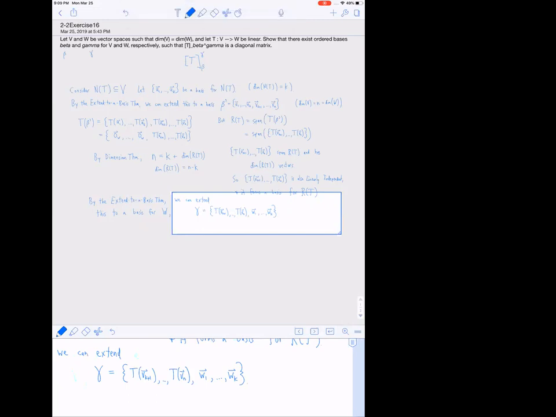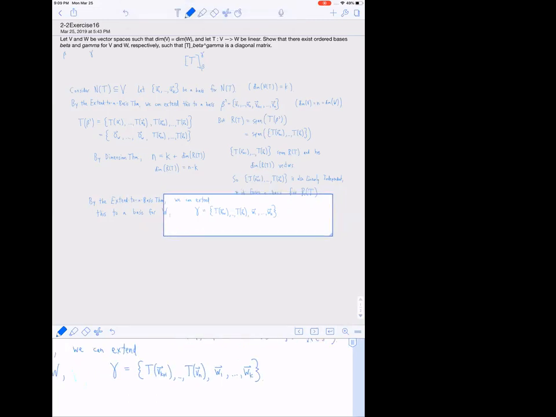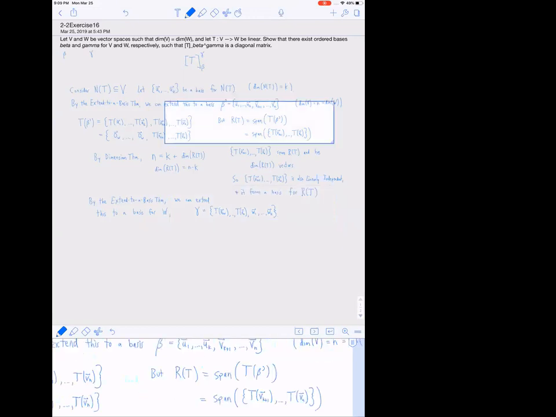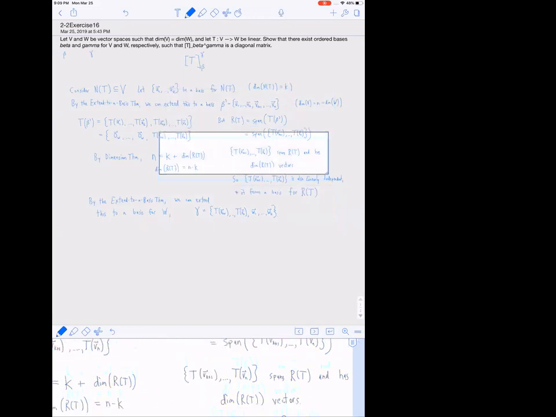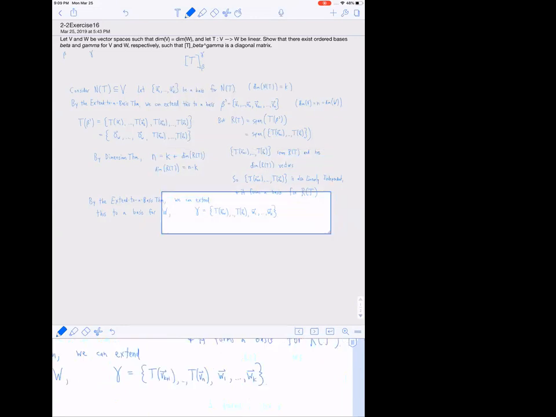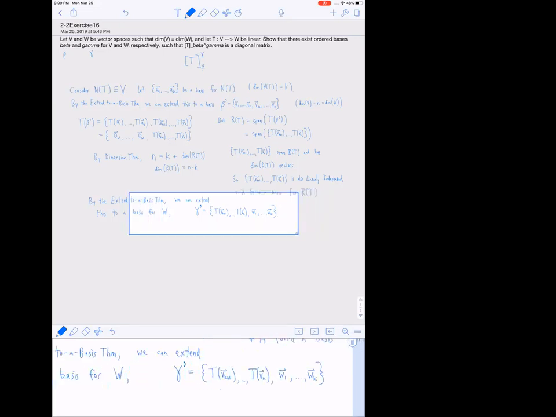All right, so now we've got a basis for V. We called it beta prime. And we've got a basis, actually, let's add a prime here just in case we need to adjust things. So gamma prime is this T of vk plus 1 through T of vn, and then extended to some other vectors in W, w1 through wk, and that's now a basis for W.